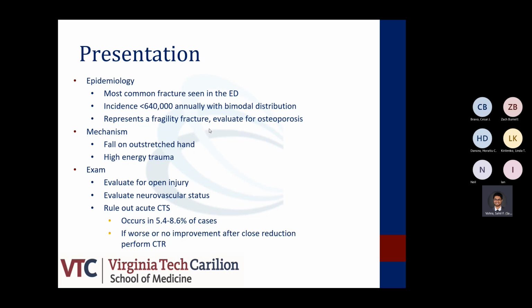So it's important to evaluate for osteoporosis, make sure their vitamin D levels are optimized, and see if they need other treatment. The mechanism, typically it's a fall on an outstretched hand, particularly in the elderly population. In the younger population, it can be the result of a higher energy trauma as well. So your polytraumas, make sure you're always palpating and feeling for that.